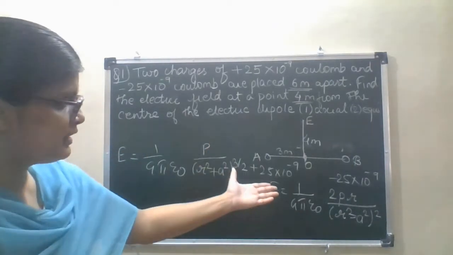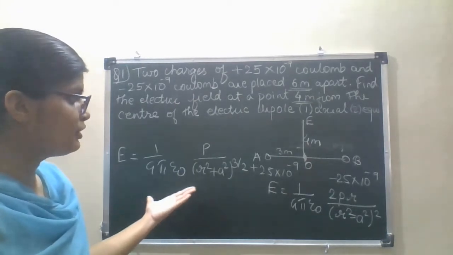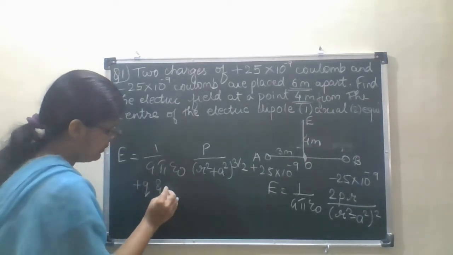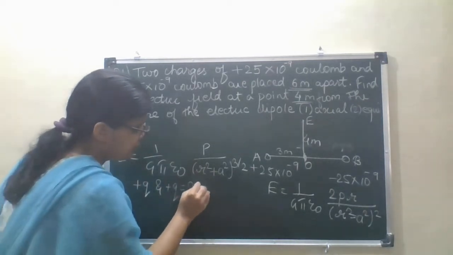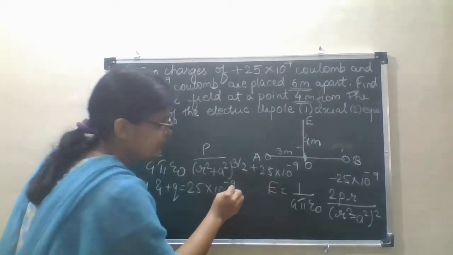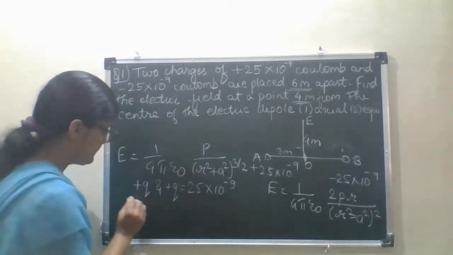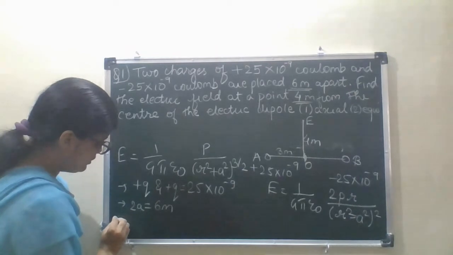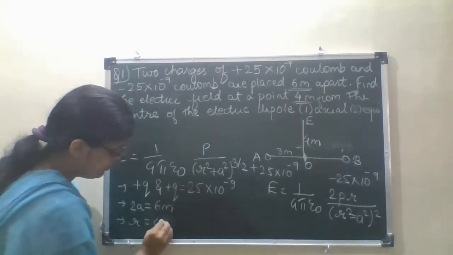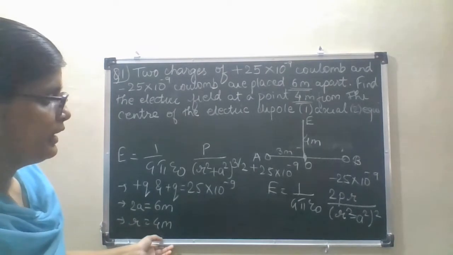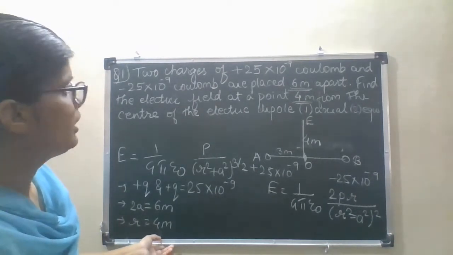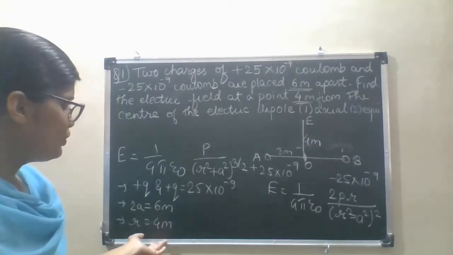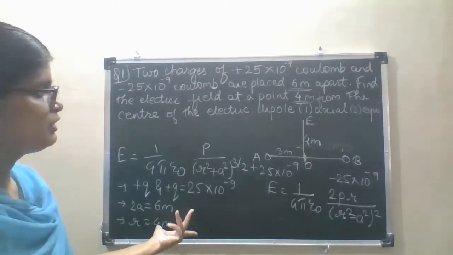Yes. Now the given data is in front of you, and you substitute the values. What is given here? Plus q and minus q is 25 into 10 to the power minus 9. The distance of twice a is 6 meter. The distance of r is 4 meter. Yes, these three things are given in the question. So now you will substitute the values and you will get the answer.